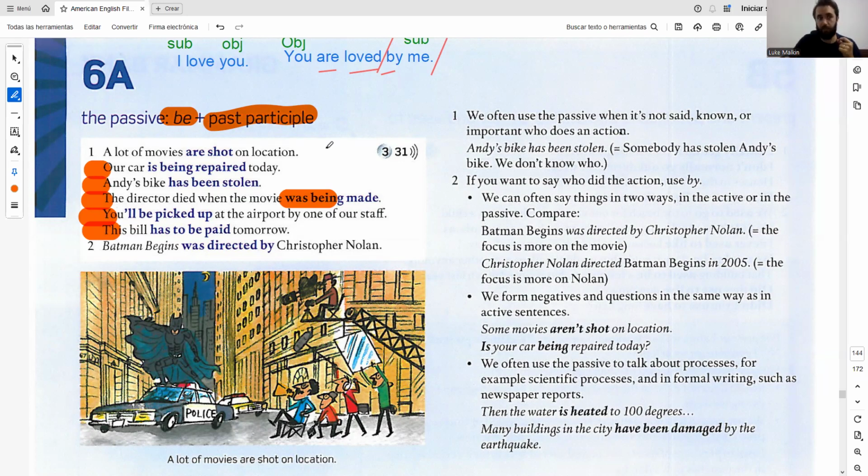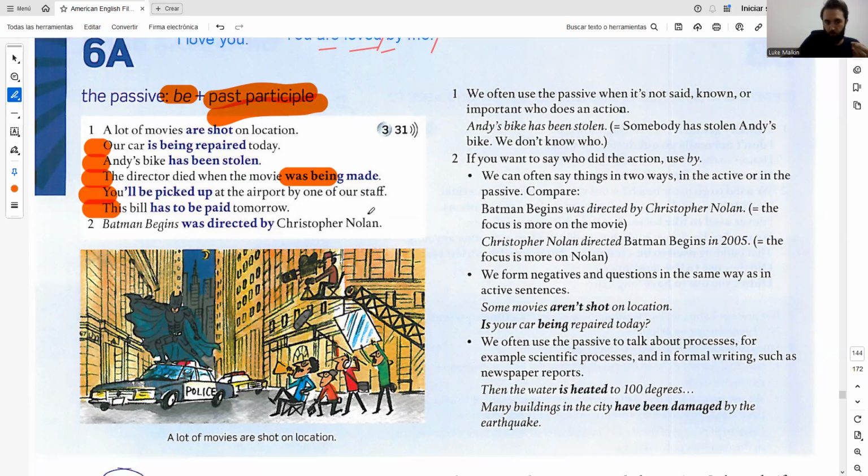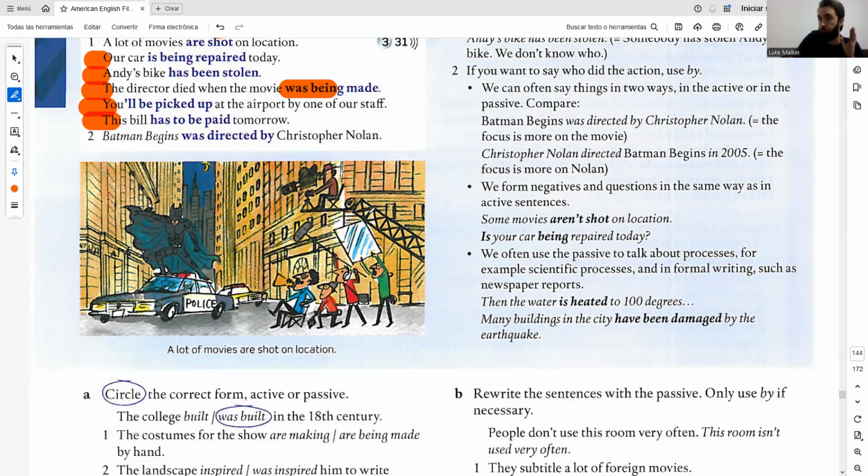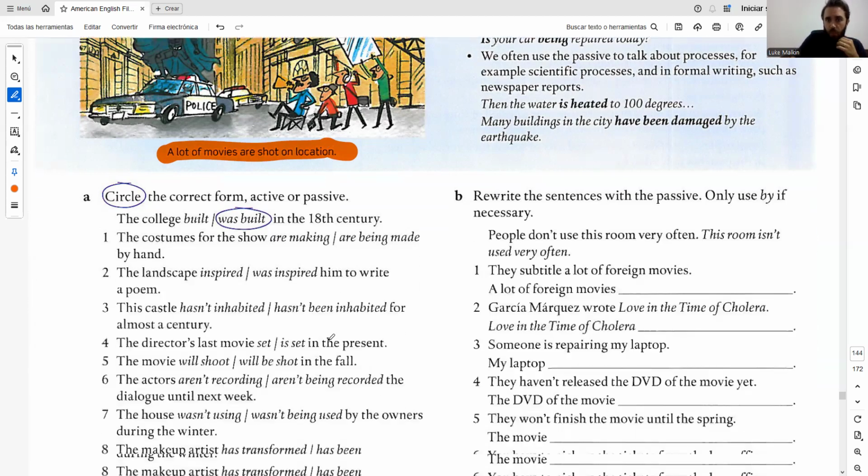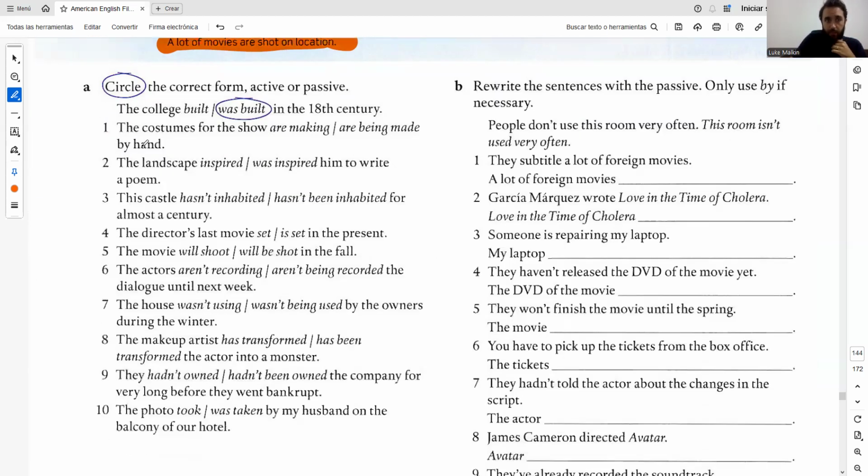We have to be a little careful with be, but then the past participle is ed for a regular verb, irregular verbs are a little different, okay? But the concept, we are focusing on the objects. A lot of movies are shot on location. By who? By the film industry. But we're talking about movies. Okay? Let's try part A.